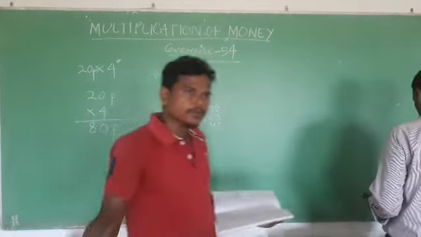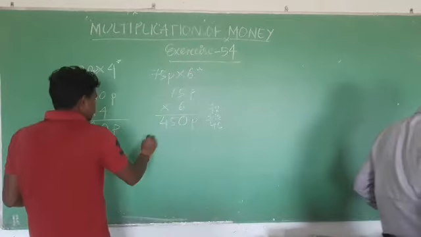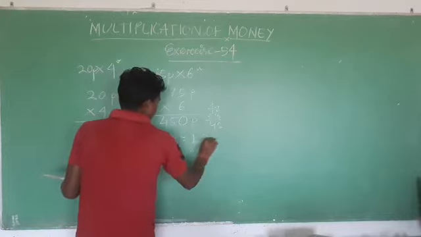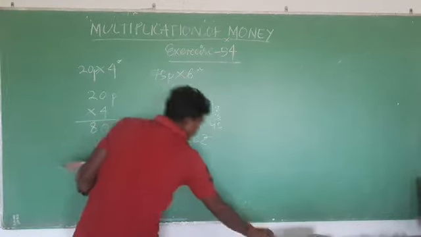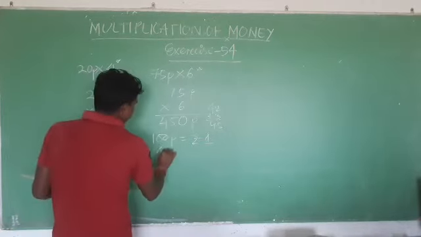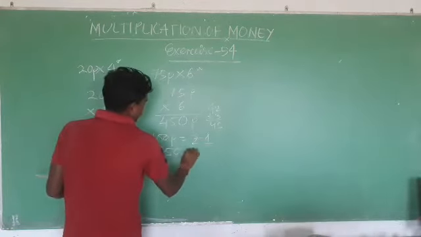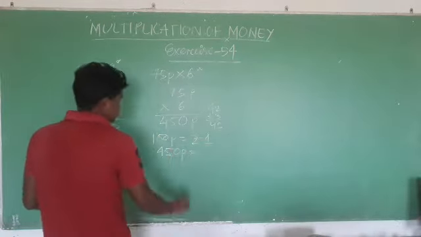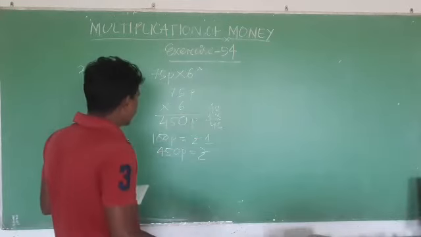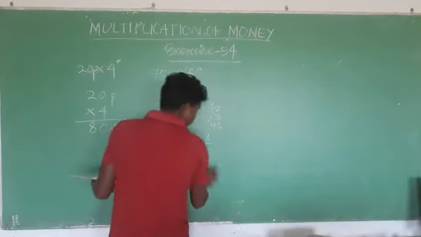450 paisa. We know 100 paisa is equal to 1 rupee, right? Or you can write like this, rupee 1, right? So this 450 paisa is equal to what? Rupees. Okay, take 400 separately. Okay, this will be what?